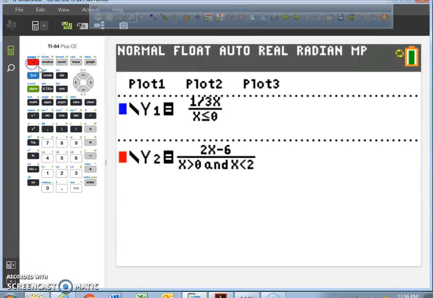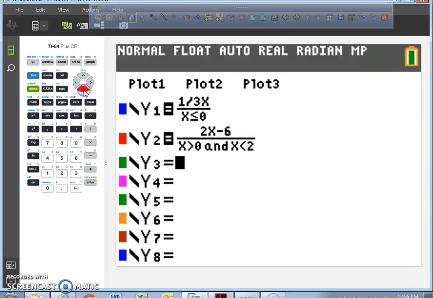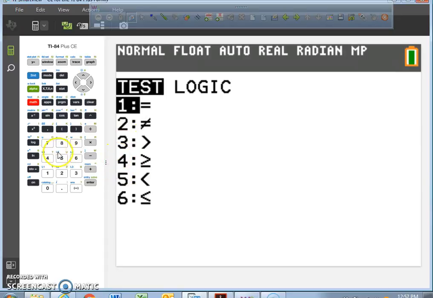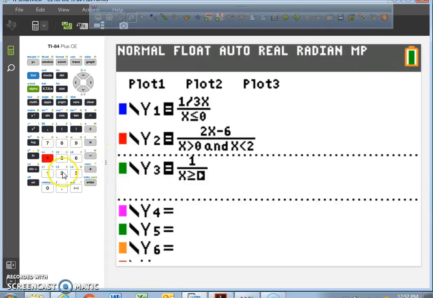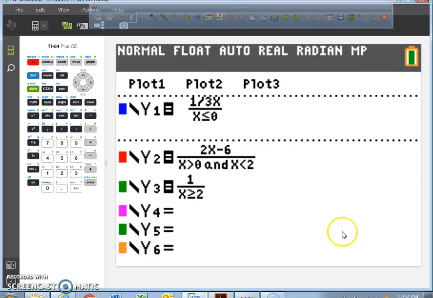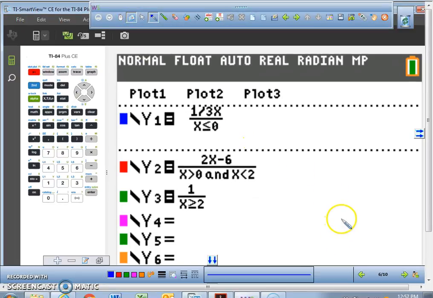And last but not least, we're going to hit y equals. Go down to the third slot. Hit alpha y equals. Enter. Type in a 1. Go down. Hit x. Second math is greater than or equal to 2. Then when you hit graph, you will see all 3 piecewise functions being graphed at the same time. I'll go back here so you can see how they're all plotted. I'm going to take a screenshot. Class, there they all are.